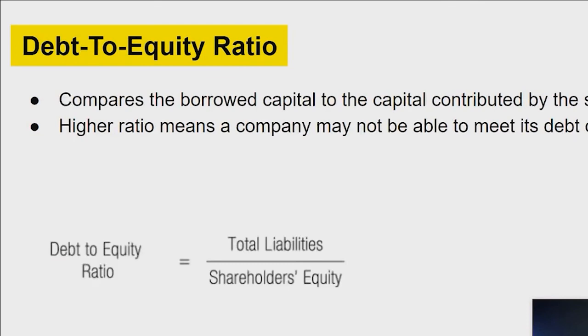Now, the debt to equity ratio compares the borrowed capital to capital contributed by the shareholders. A higher ratio tends to be a bad thing because that means a company is likely not able to meet its debt obligations. That means a company is borrowing a lot of money compared to how much it's worth.